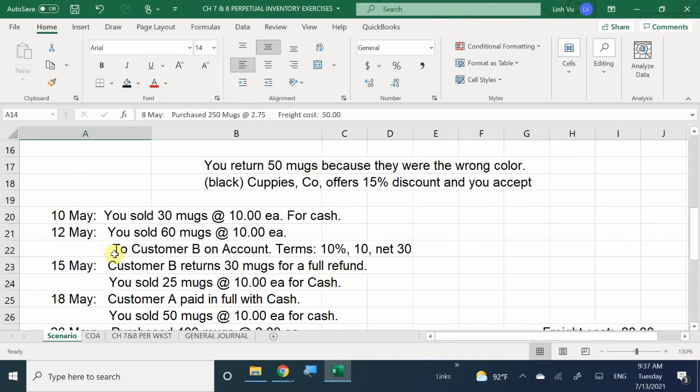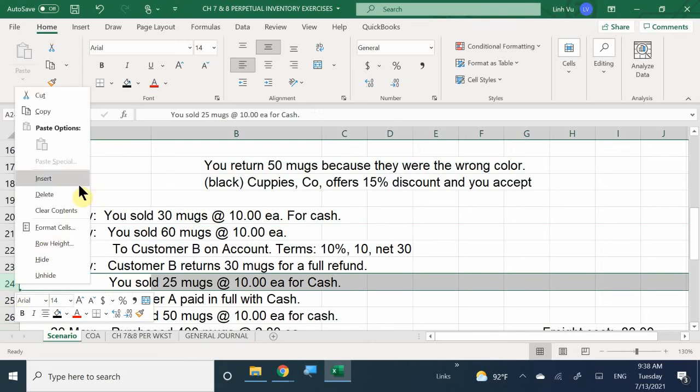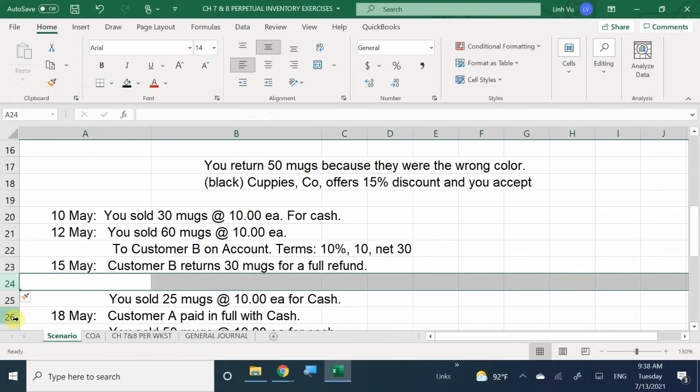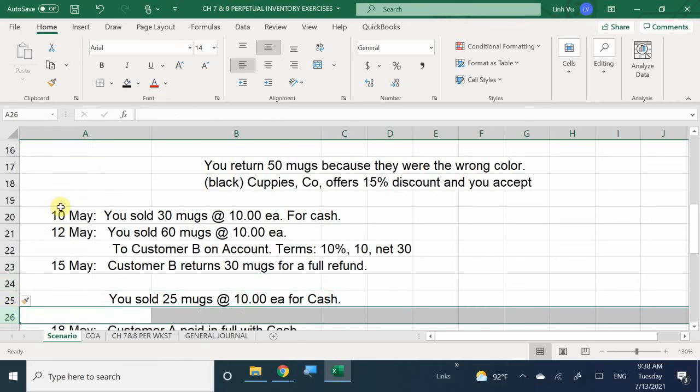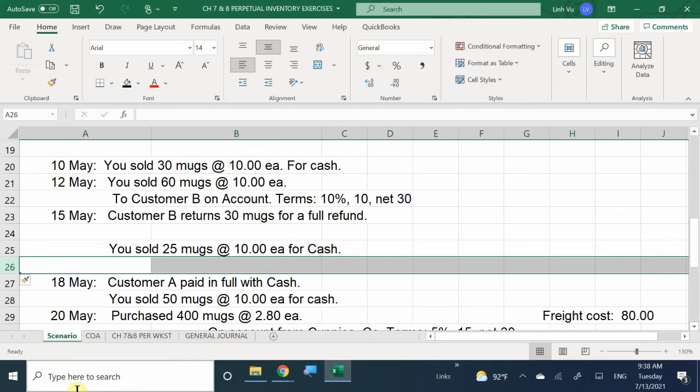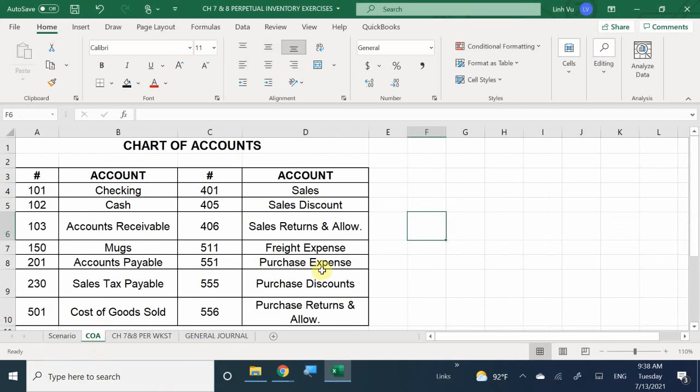Customer B returns 30 mugs for a full refund. Yes, customer B decides to return for a full refund. So in this case, they're returning stuff to us for a full refund. Let's take a look at my chart of accounts. How do I give a customer a refund? 406, sales returns and allowances.